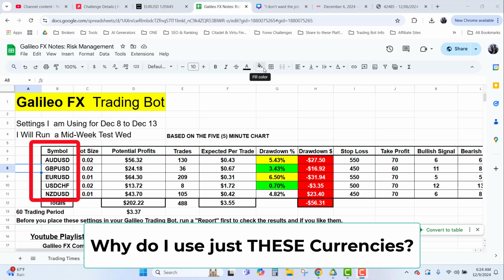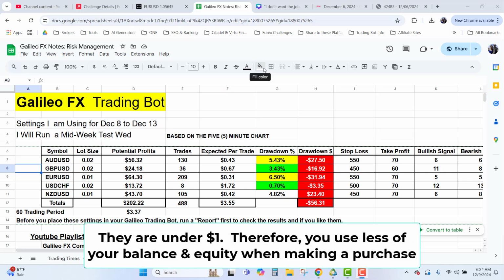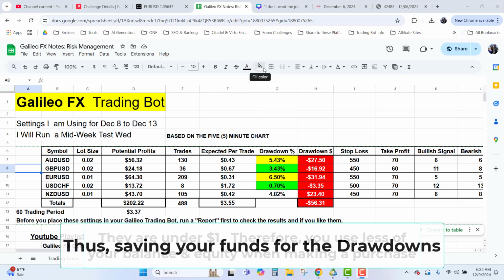The next question that came up was, why do I use these particular currencies right here? And the answer to that question is pretty simple. They're cheap. These currencies are under $1. Therefore, when you buy them, you are removing less of your balance and equity. That way you can save your balance and equity for your drawdown, which we'll get to in just a few moments down the line here. But simply put, these are cheap.